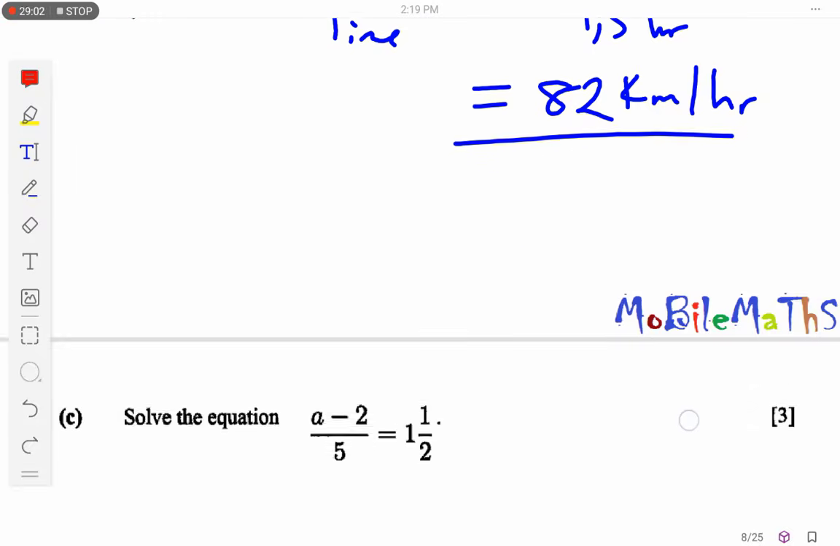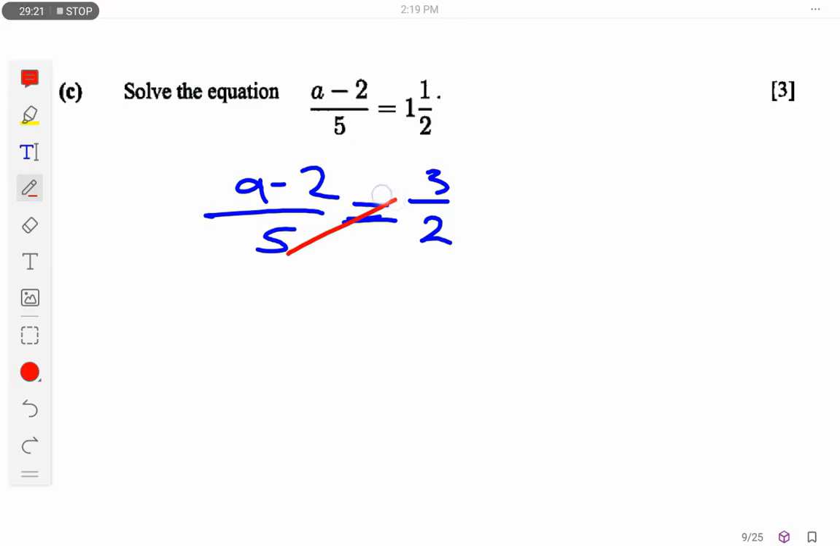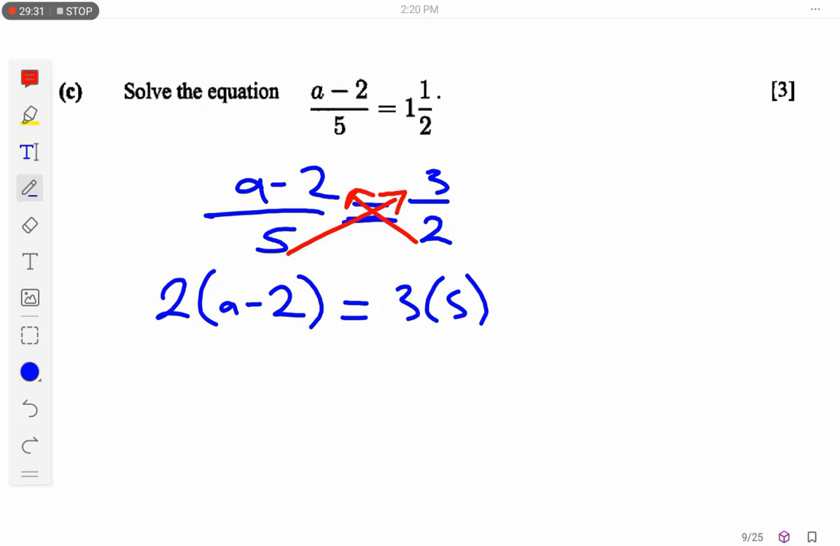Okay. Let's go on. Solve this equation. So first of all, we write this one as an improper fraction. So it's going to be a minus 2 over 5 is equal to 1 times 2, that's 2 plus 1, that's a 3 over 2. Now we can cross multiply. We are now cross multiplying 3 by this one and 2 by that one there. So it will be 2 by a minus 2 is equals to 3 by 5 there. So we get 2a minus 4 here is equal to 15.